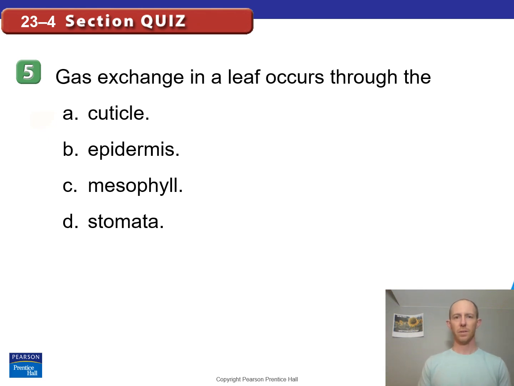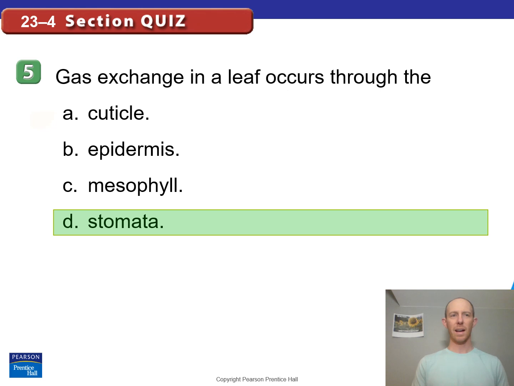Okay, gas exchange. Where does this happen in the leaf? So I'm asking for specifically how does gas get into a leaf? Now that clarified things. Now you got it. Stomata. I'm proud of you. You did it.